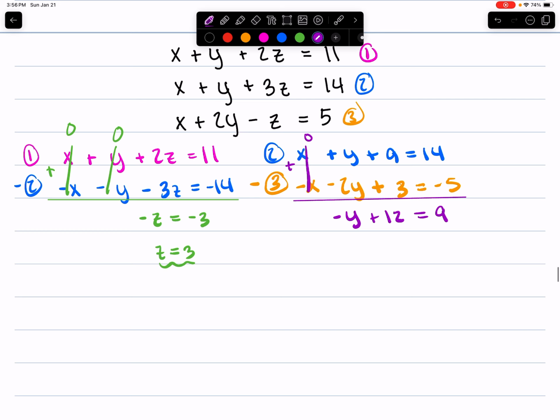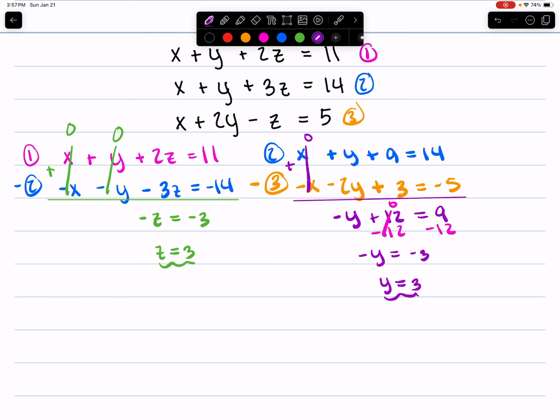And then we can just go ahead and solve for y. It's an equation with one variable. We know how to solve those. We get y by itself. We start by subtracting 12. The 12's cancel out, and we get negative y equals negative 3. Again, just like z, what does y have to be for this side to equal that side? It has to be 3. So y equals 3.